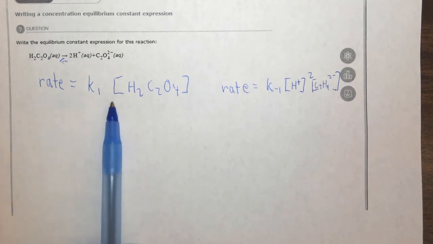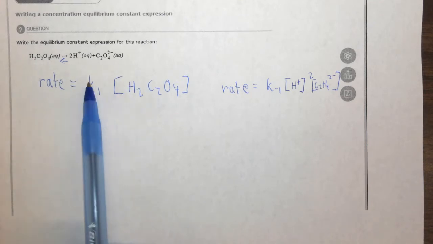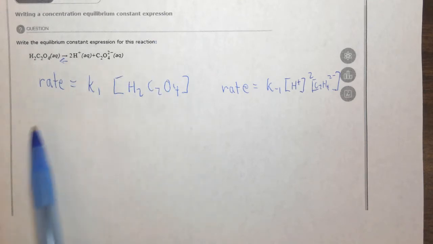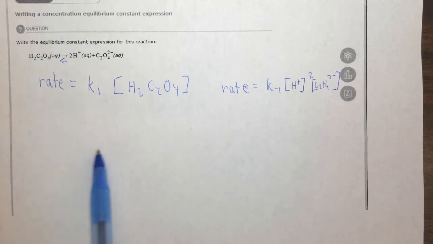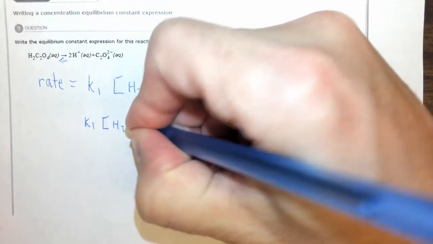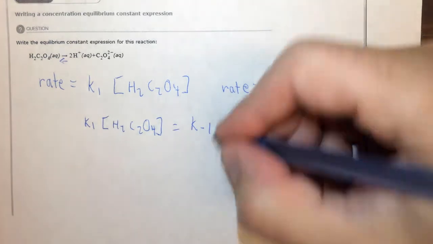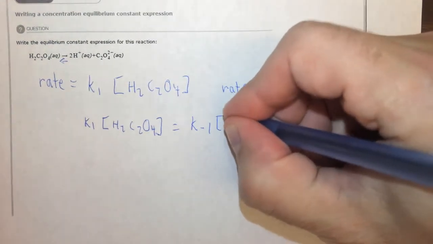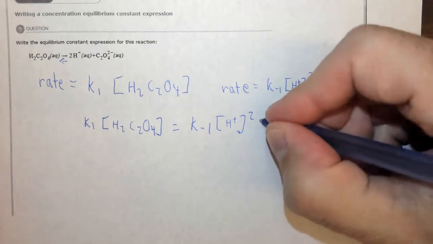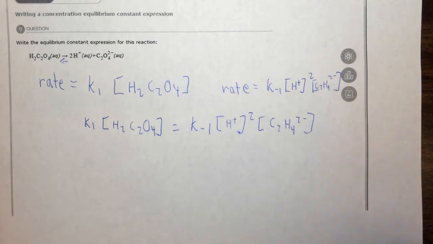So the forward reaction has this rate law, and the second reaction has this rate law. And again, this is an elementary reaction that is reversible. Now, what we need to remember is that at equilibrium, the rate of the forward reaction and the rate of the reverse reaction are equal. Said another way, K1 times the concentration of H2C2O4 equals K minus 1 times the concentration of H+ squared, times the concentration of C2O4 2-. So these two things are now equal to each other.